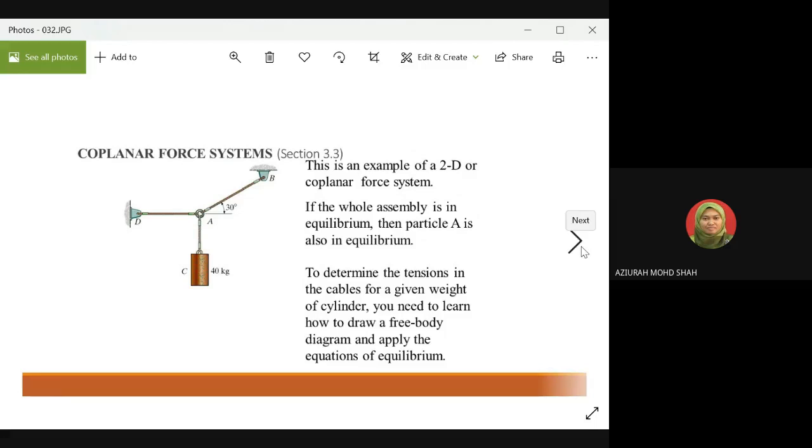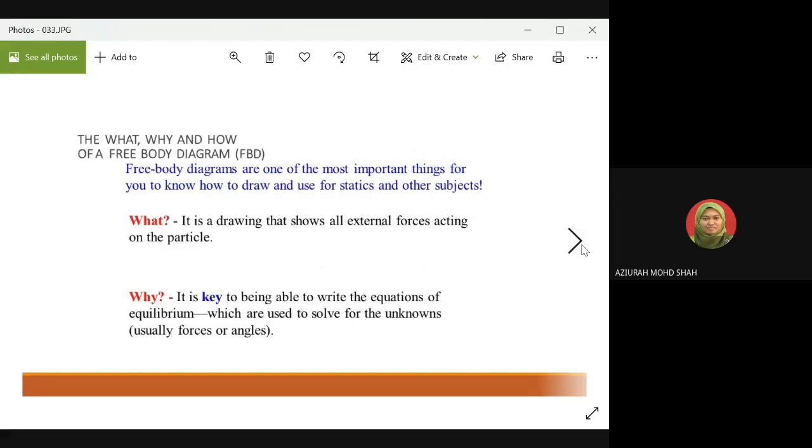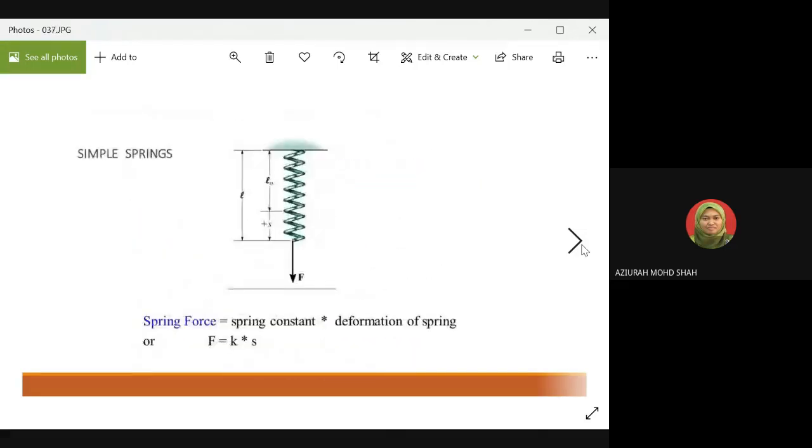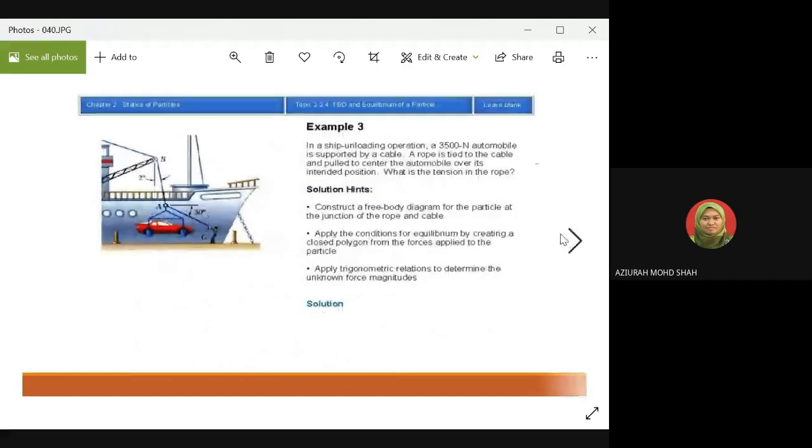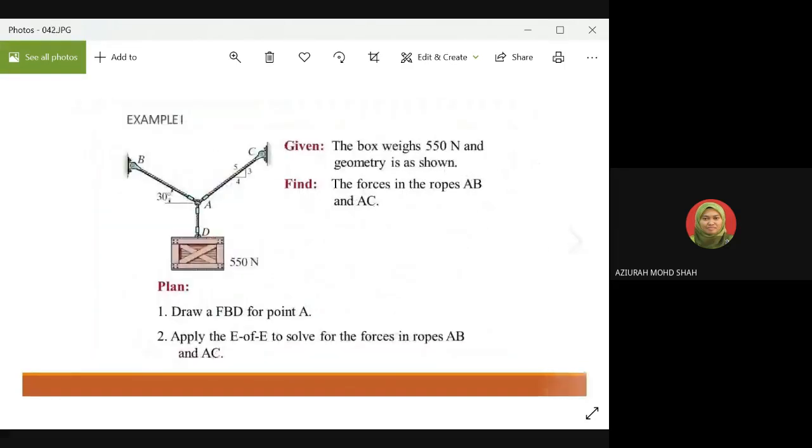So saya tak mau pakai yang ini, sebab yang ini saya dah tunjuk dalam kelas yang lain. Dia tunjuk step by step. Tak apa, nanti saya return balik. Ini ada dalam slide kamu. Okay, so yang inilah. Ambil yang ni. Lebih kurang sama je. Ini.